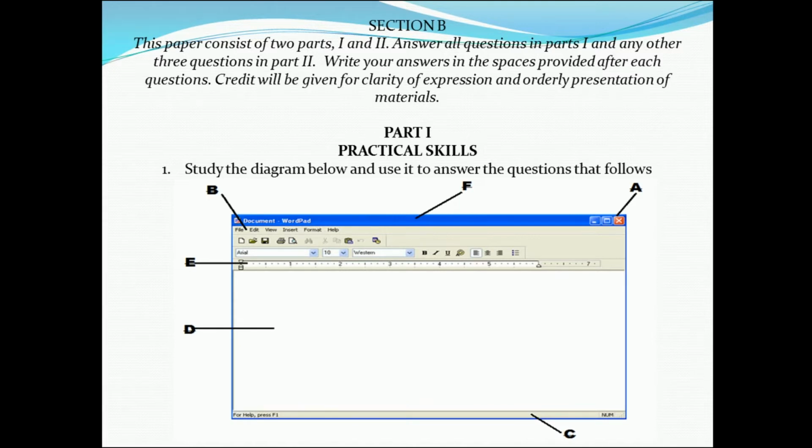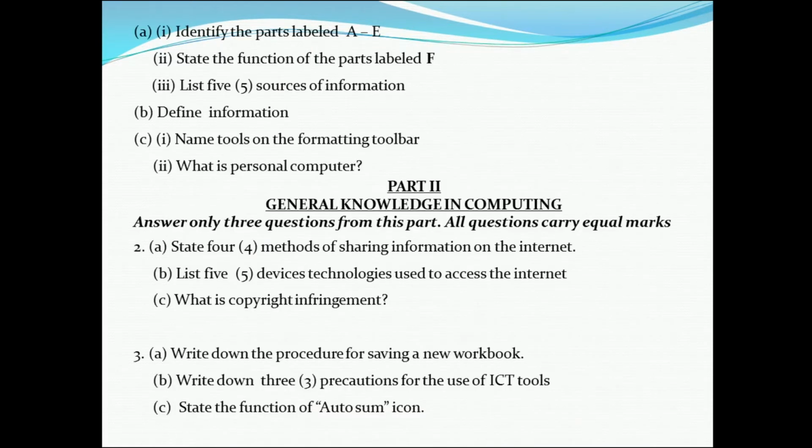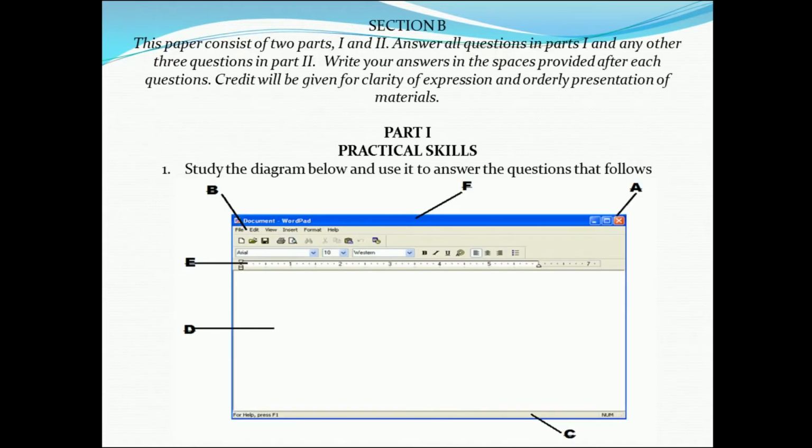Study the diagram below and use it to answer the questions that follow. So let's go to the question. Question one, A(i). Identify the part labeled A to F. I believe your jotter is ready. Okay, if you are ready, A is the close button.